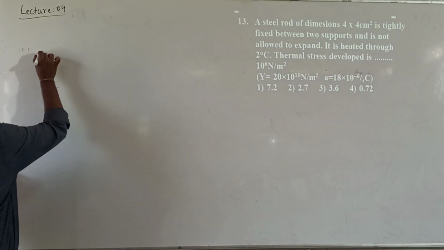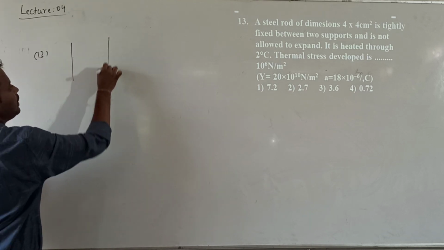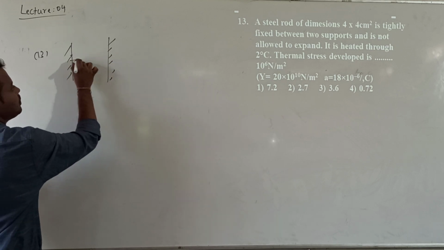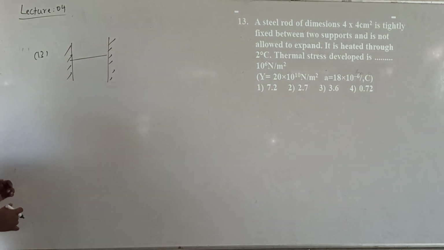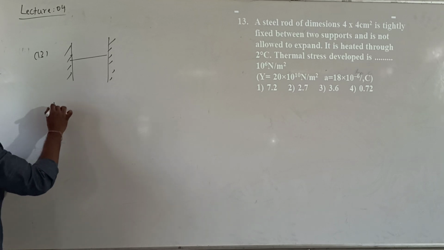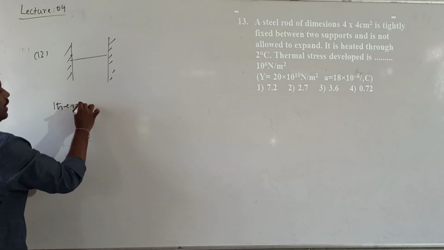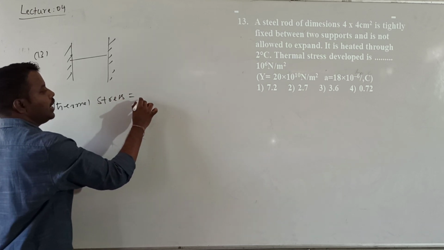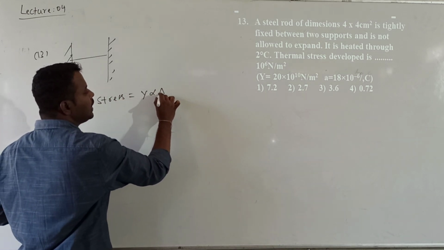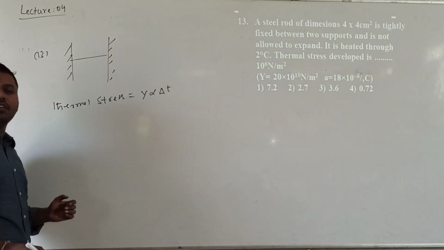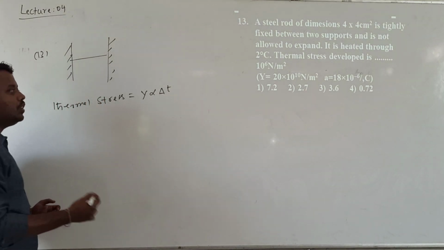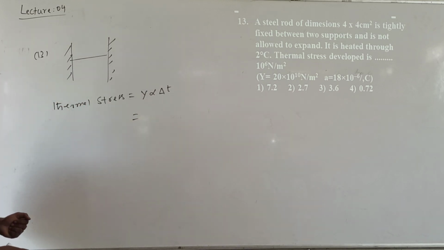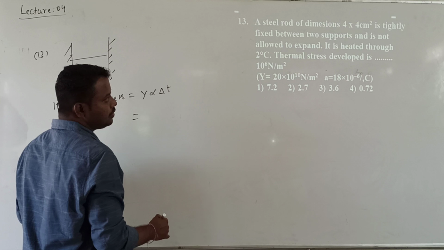Thermal stress we studied now. Whenever a wire is fixed between two rigid supports, if the wire is heated, because of the rigid support, some thermal stress will develop. So what is the thermal stress value? Can I write the formula directly? The thermal stress developed is given by Y into alpha into delta T. If they ask for thermal force, Y into A into alpha into delta T. We derived this in the synopsis. So Y into alpha into delta T.